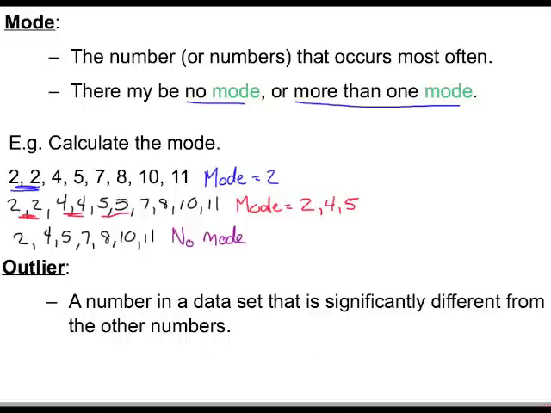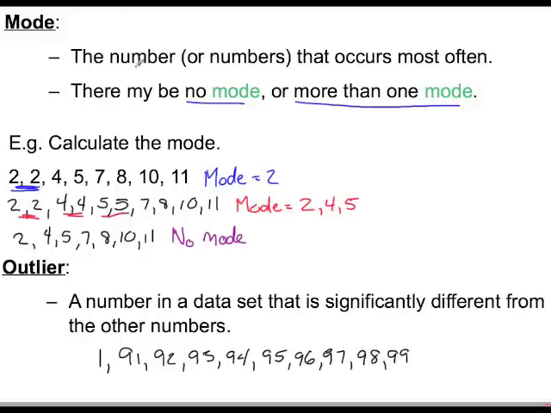Let's say we have a data set with 1, 91, 92, 93, 94, 95, 96, 97, 98, and 99. In this example, we can see that we have one number that is significantly different, and that is the number 1. So 1 is quite different than these numbers here. So 1, we would say, is an outlier. It is significantly different. We're now going to put all these ideas together in one final example.